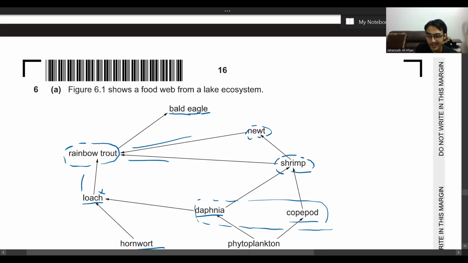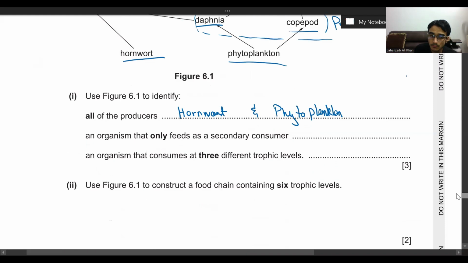The bald eagle is the apex predator. The newt is the tertiary consumer. These guys here are the primary consumers. The shrimp is the only creature that acts only as a secondary consumer we've got here. So shrimp.